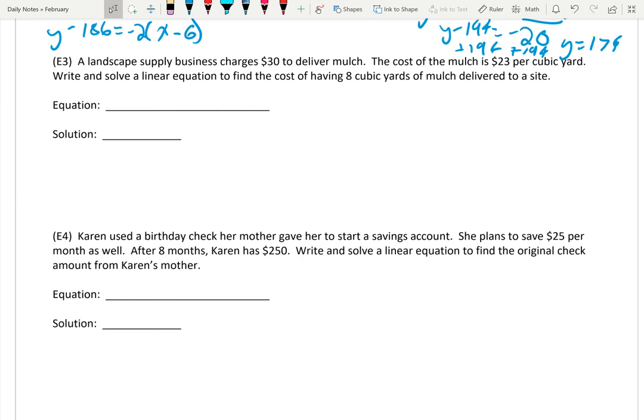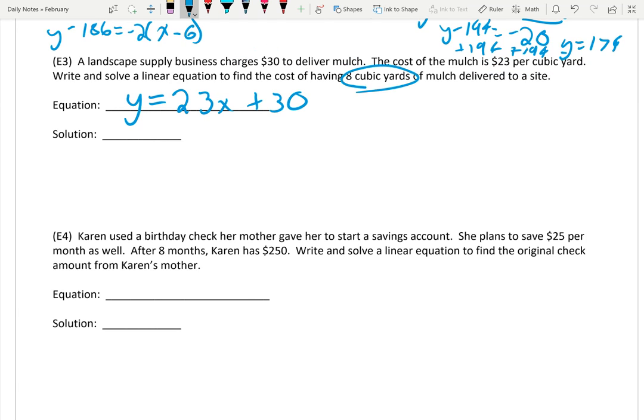All right, the third one, this is a very easy one. The landscape supply company charges $30 to deliver mulch, so $30 delivery fee, plus 23 per cubic yard. So the equation here is y equals 23x plus 30, or you could write it, of course, as 30 plus 23x. Just as long as the 23x is there and the 30 is there, you're good. So $23 per cubic yard, and then the $30 delivery fee. So there's your equation. It's that simple to write.